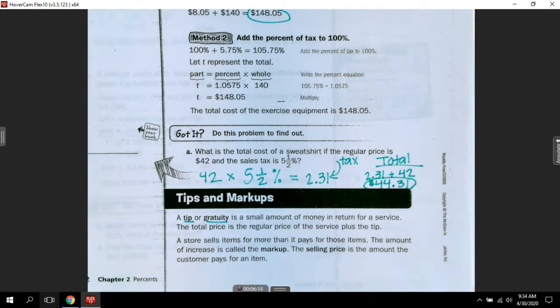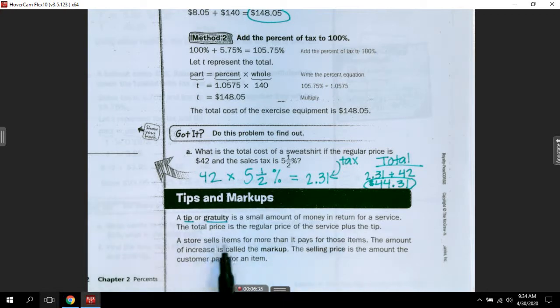They bring your food out to you. They have given you a service. They've taken care of you for the whole hour you're there. You're going to pay them with a tip in return. Okay. So the total price, again, is the regular price of the service plus the tip. So it's the same as the tax. It's the regular price plus the tax. In this case, you're just doing plus the tip.